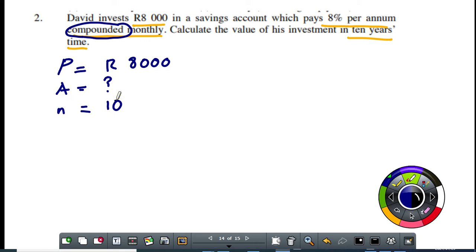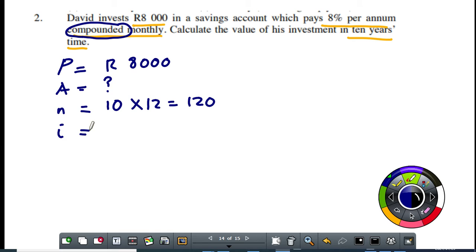And the time period, n, is going to be 10 years times the compounding period, which is monthly. Now, in a year, how many months are there? 12. So this will be times 12, which is 120. Please remember, n is not the number of years. It's the time period. That is how many times the interest is going to be calculated. 120 times.